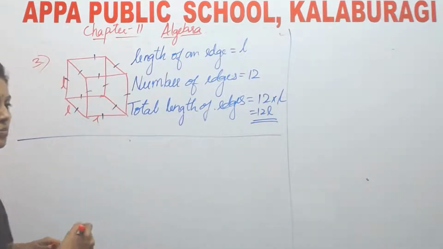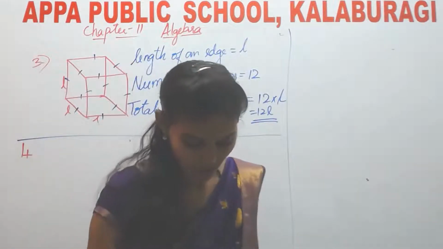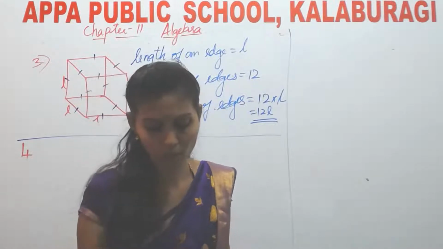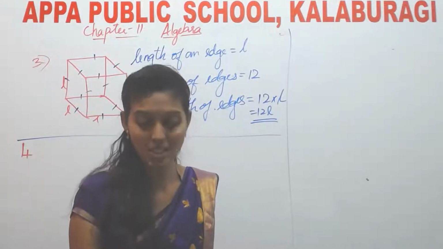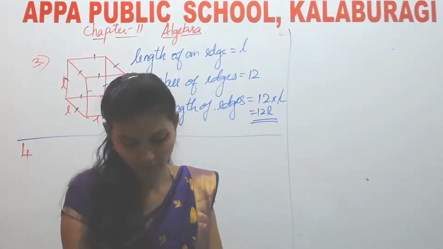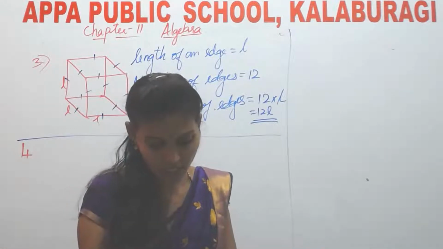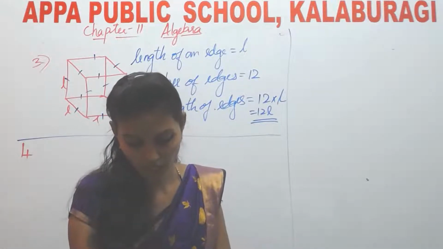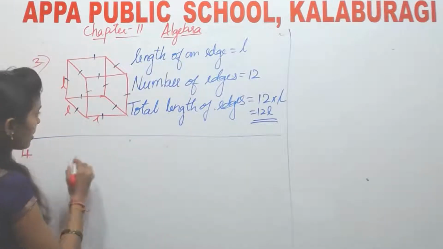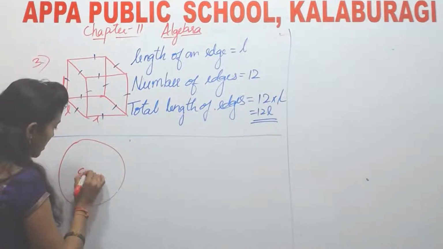Now, fourth one, let me read it. The diameter of a circle is a line which joins 2 points on the circle and also passes through the center of the circle. Here figure is given. AB is the diameter of the circle, C is the center. Express the diameter of the circle in terms of its radius. See, they have given the figure like this.